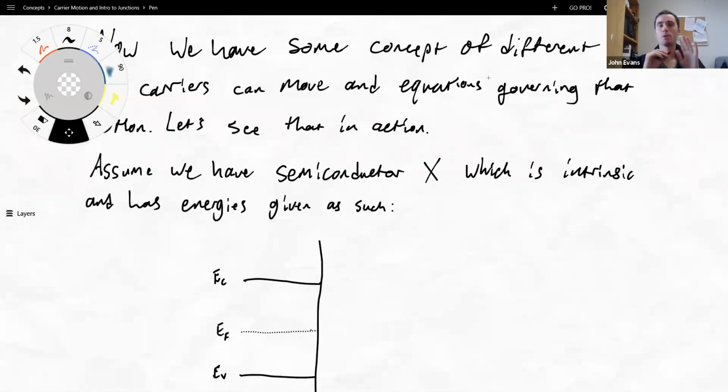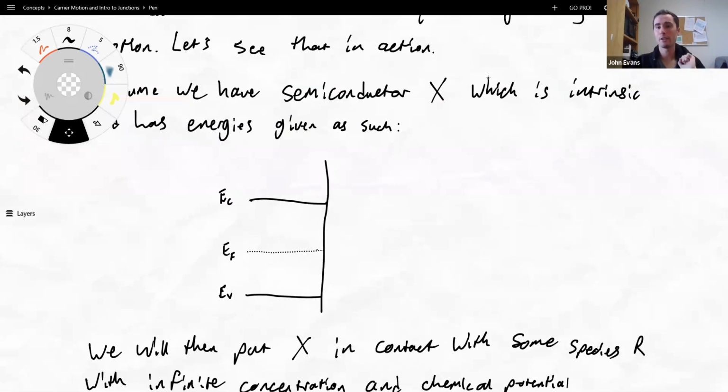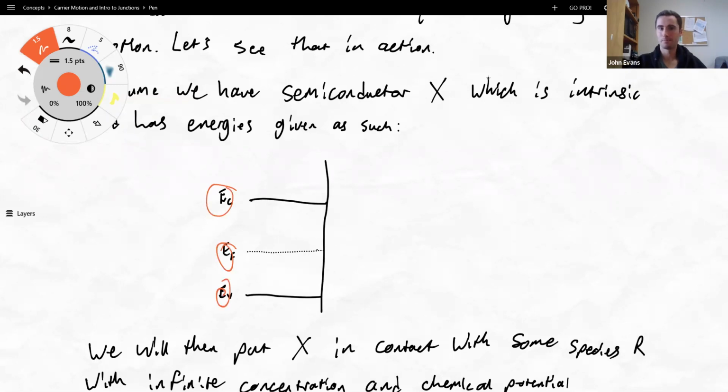So let's put it to the test. I'm going to assume we have semiconductor X, which is an intrinsic semiconductor and has the energies that I've drawn below. So we have our conduction band, Fermi level, and valence band. All right. Fermi level, I'm always going to draw with a dashed line because, again, it's not a real energy level. It's a chemical potential. There is not necessarily anything there. Our conduction band is just here. Valence band is down there. And then this line here is going to be my interface. Right now, there's nothing touching it, so there's nothing there. It's just a vacuum, but that'll be important. So this line here is an interface.